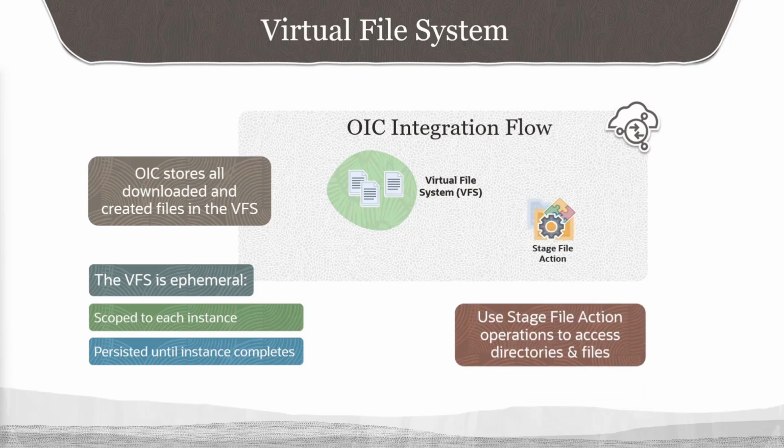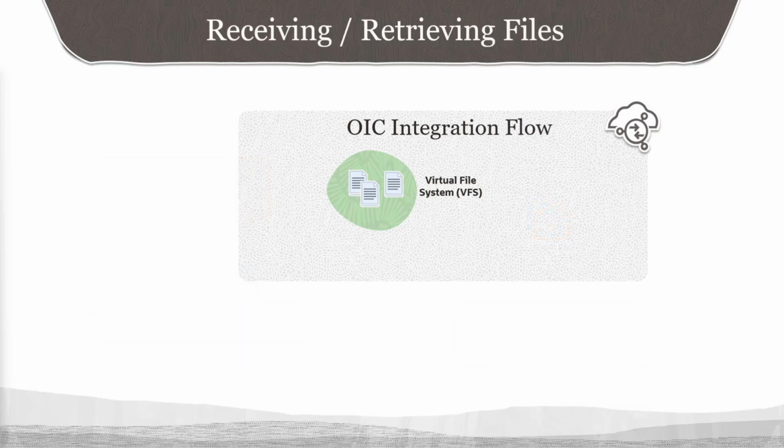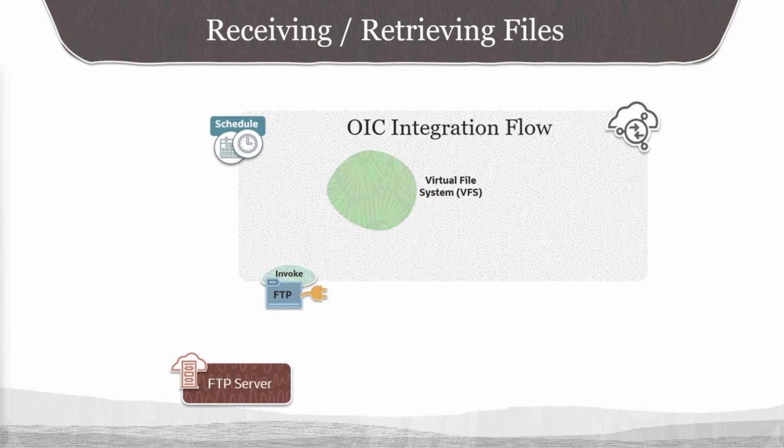Now, for access, the stage file action has 8 different file operations that you can use to work with files located in the VFS, and we'll look at those in just a moment. So let's now pivot to talk about how we can receive files from external sources. There are several options. The most common pattern for retrieving files is to define a schedule pattern integration with a configured FTP adapter connection used to access an external FTP server or even the embedded file server.